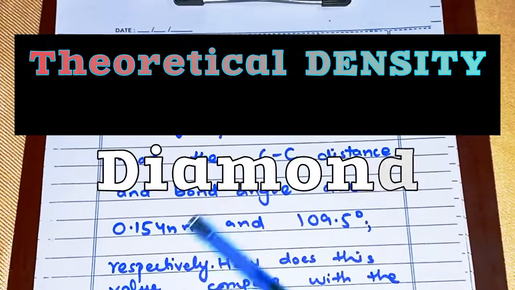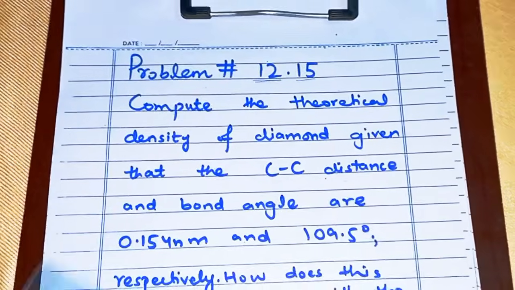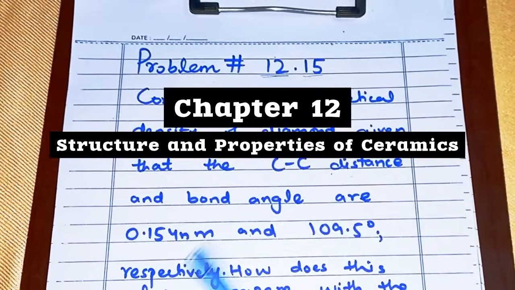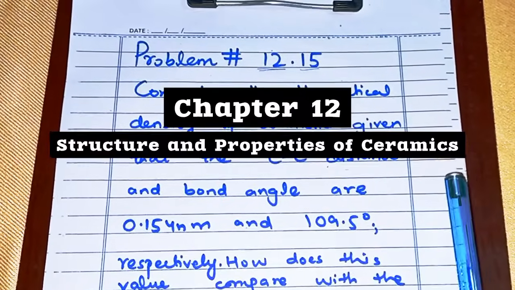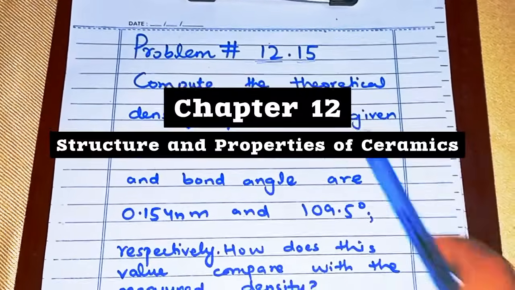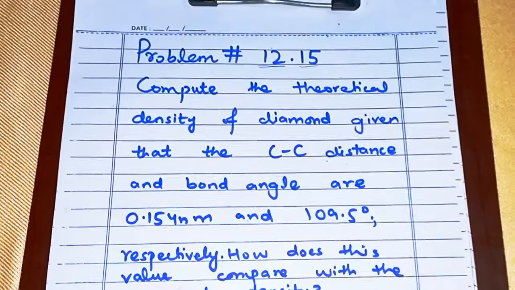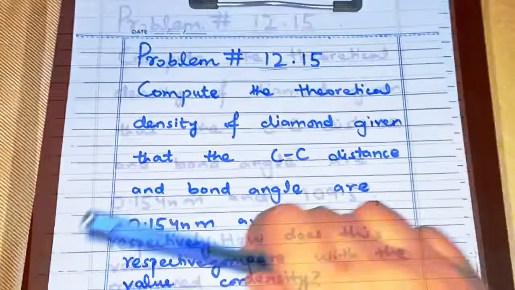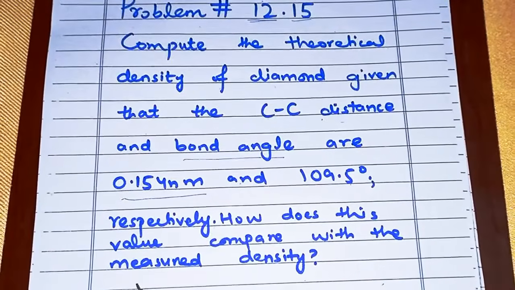In this video, we are going to solve problem 15 from chapter 12 of Material Science and Engineering by Callister. The chapter is on ceramic structures, crystal structures, and this problem is related to the theoretical density of ceramics. Here we'll be calculating the theoretical density of diamond. Let's see the problem statement and dive directly into the solution.